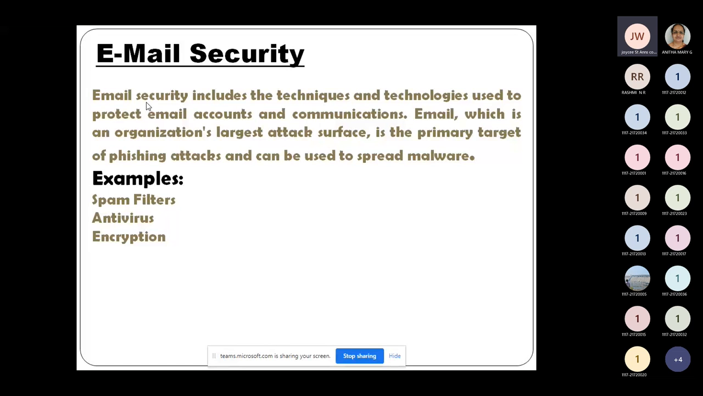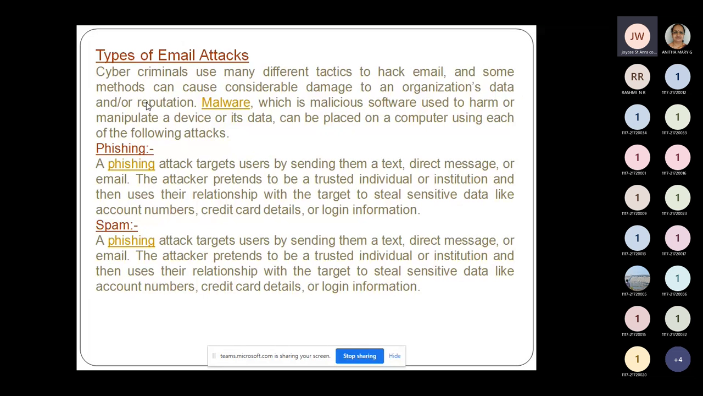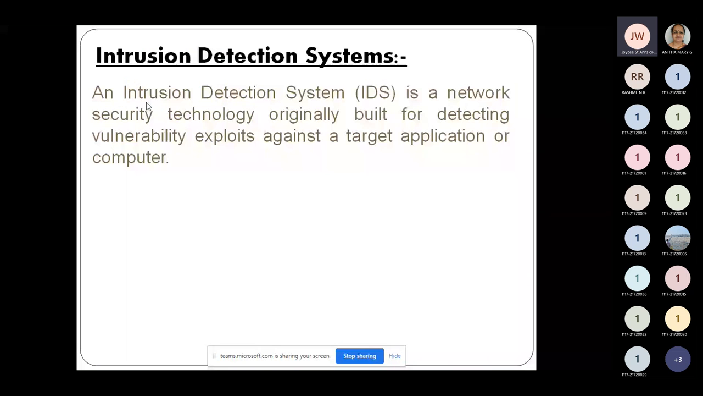And we have different types of email attacks. First one is malware. Malware is nothing but malicious software, which does harm and manipulates devices and their data, and can be placed on software using different attacks. So first one is phishing and spam. Spam attack is where users are sent text messages. With this, we will be able to secure against the different attacks.